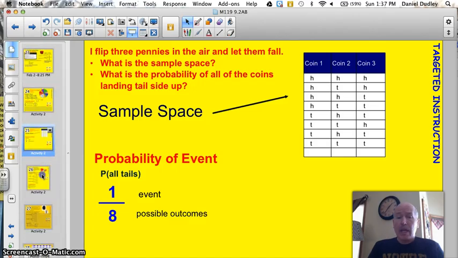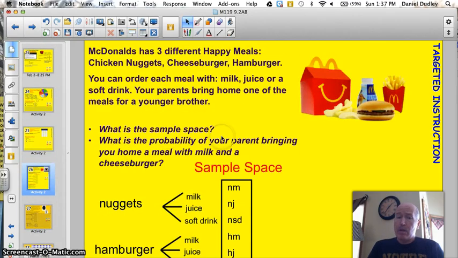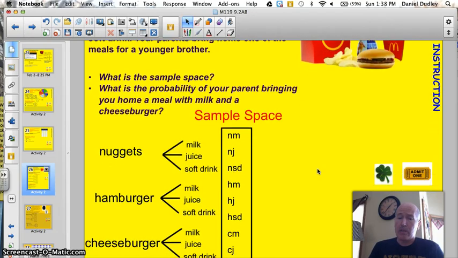All right, and a problem with the tree diagram. McDonald's has 3 different Happy Meals: chicken nuggets, cheeseburger, and hamburger. You can order each meal with milk, juice, or soft drink. Your parents bring you home one of these meals for a younger brother or sister, I suppose. What is that sample space, and what is the probability of your parent bringing you or your brother home a meal with milk and a cheeseburger? So you have to figure out all the possible combinations. That's the sample space, all the possible combinations.